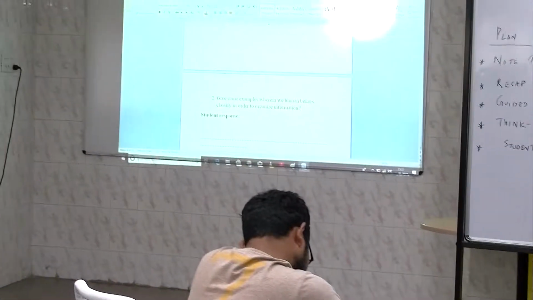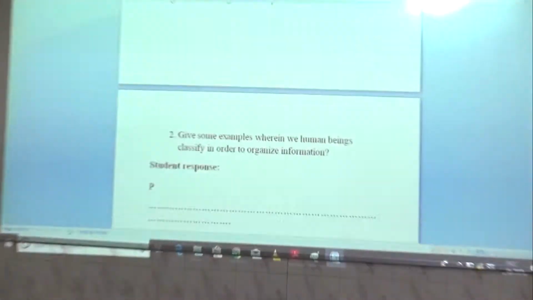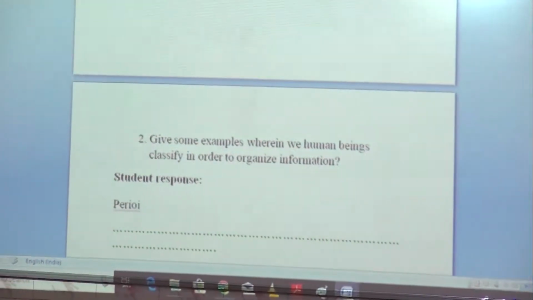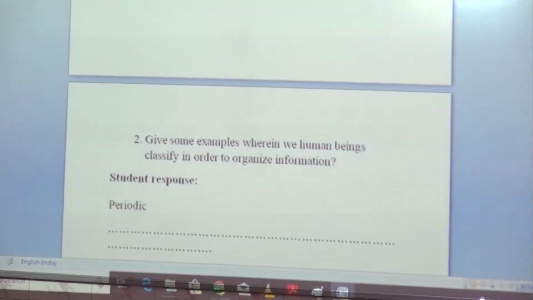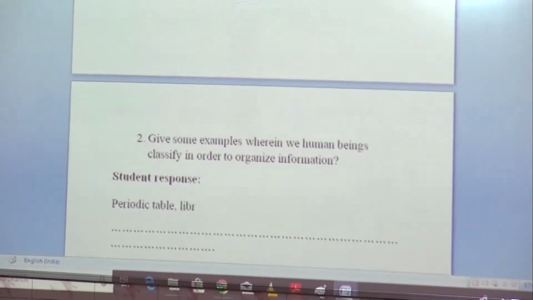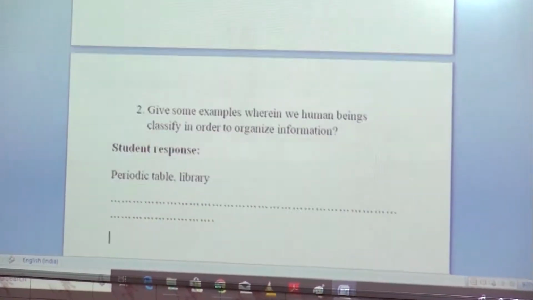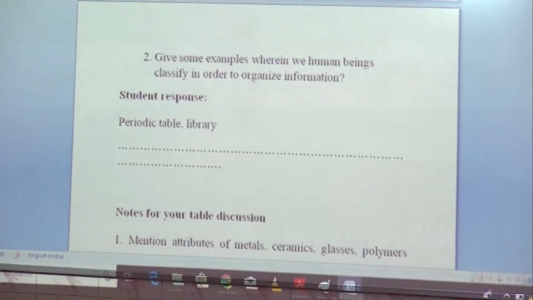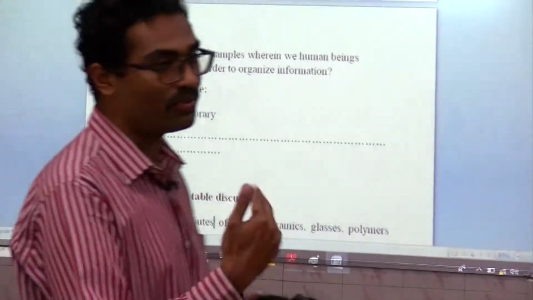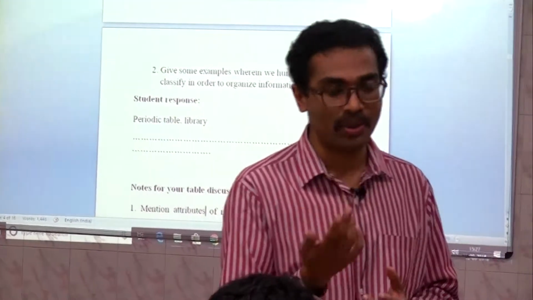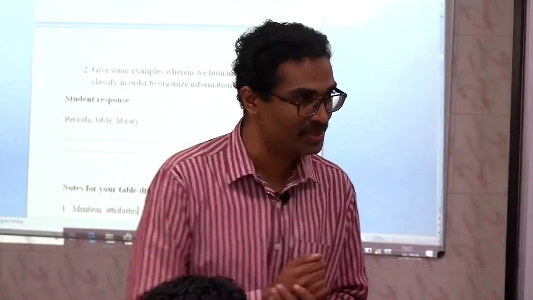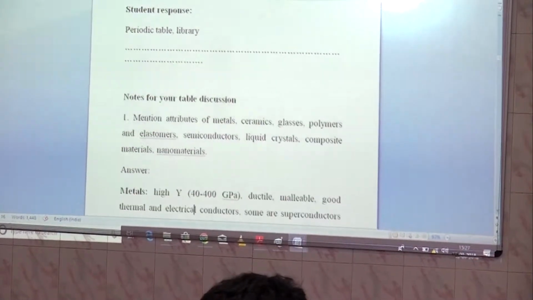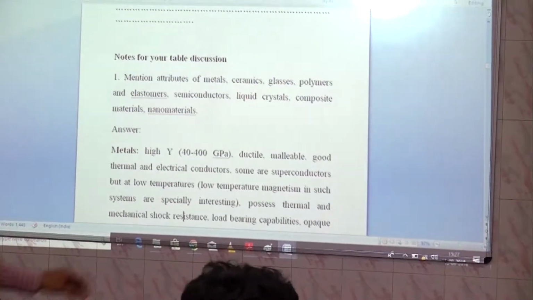So the two examples you came up with are the periodic table and library. Very good. Fantastic. And by the way, the periodic table is a very nice tool for material scientists. It's a tool not just for chemists but also for material scientists, progressively for condensed matter physicists and so on and so on. Okay, now let me help you through some guided reading.